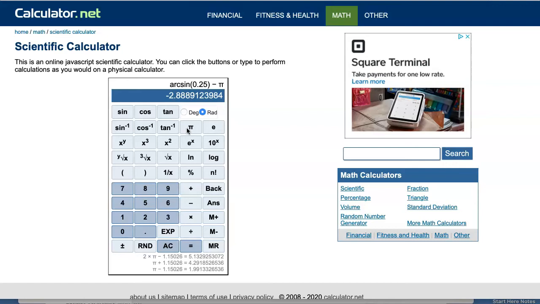Okay, so the second dot is going to be 2.8889. Going back to the problem, what am I actually doing?